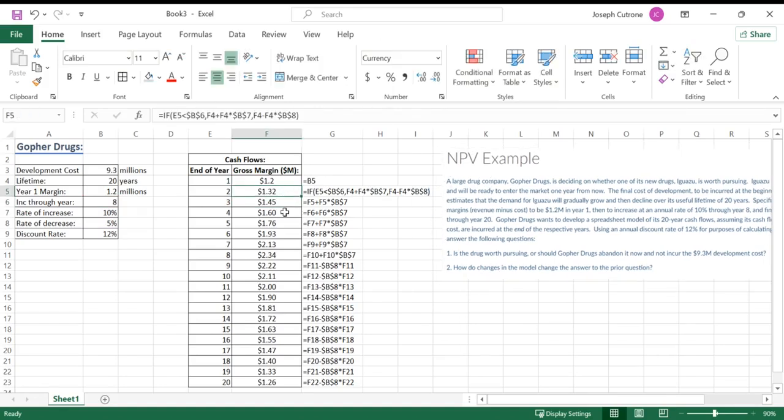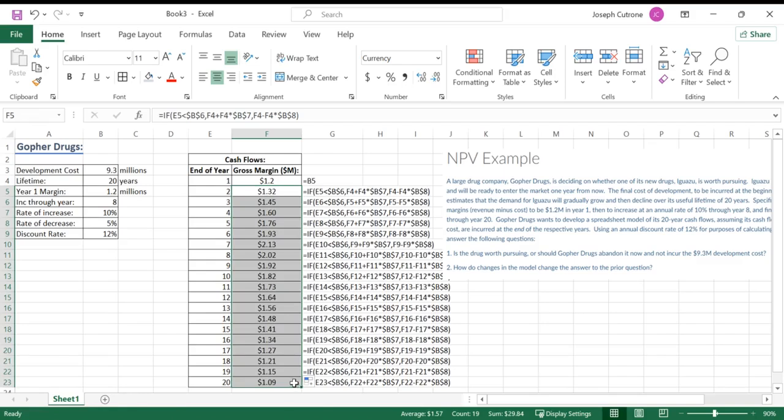Pause this and make sure you understand how if works. This is a fantastic use of if. I can now drag this formula down, and it's smart enough. Notice the numbers on the table didn't change. So I had the right numbers the whole time. I'm just making the spreadsheet smarter, more usable.